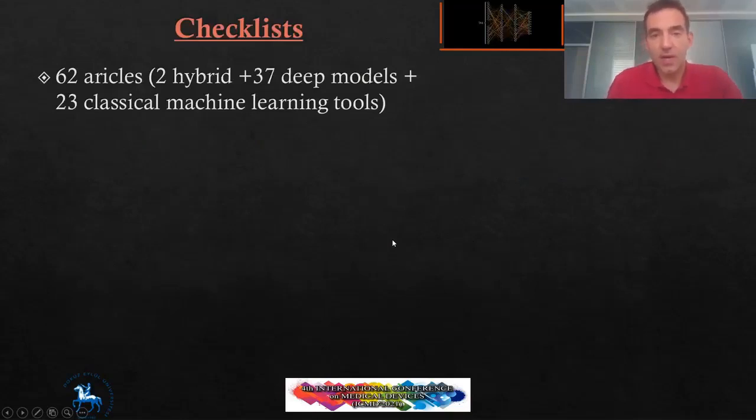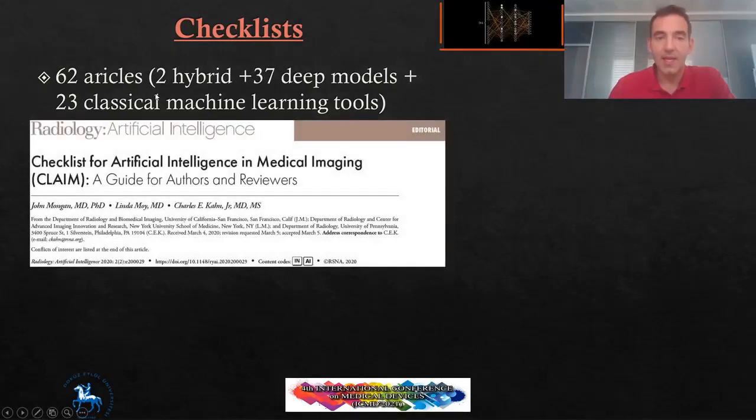Now, back to our common pitfalls article on COVID-19. This article, as we said before, analyzed 62 articles, and 2 of these articles use hybrid models. 37 of them use deep models, and 23 of them use classical machine learning tools. Now, why are these 2,000 papers or 2,000 research studies reduced down to 62? This is because of a checklist for artificial intelligence in medical imaging.